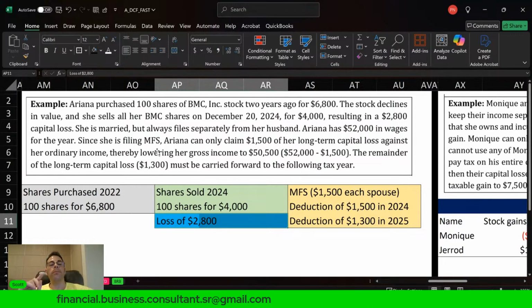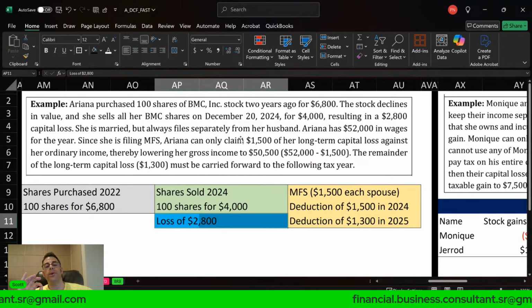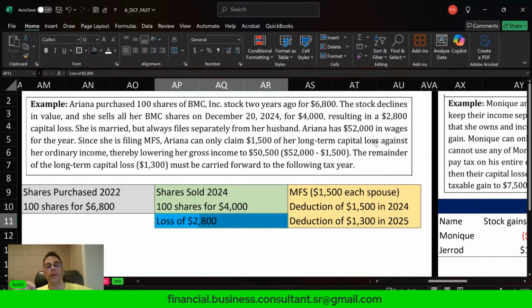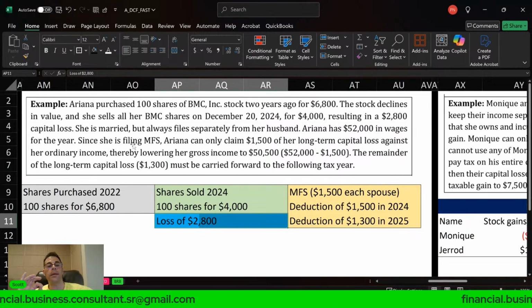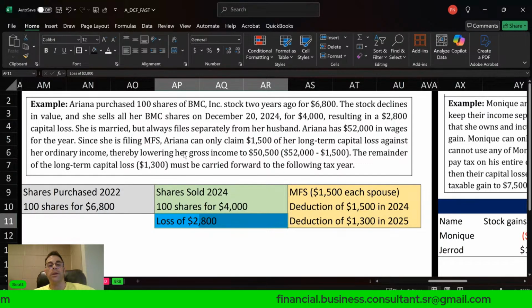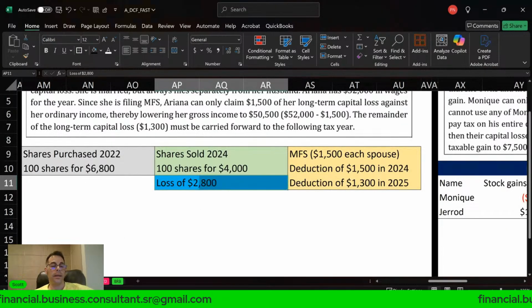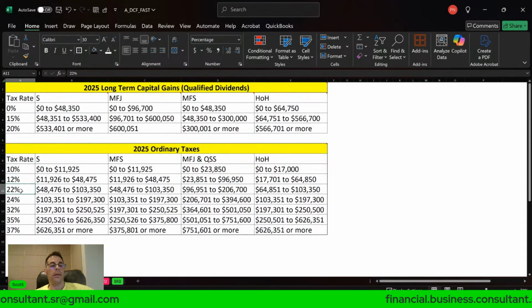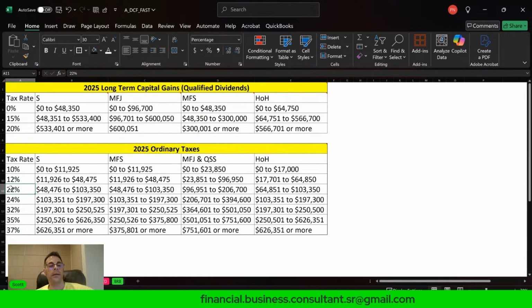But she's married filing separately, so she can only claim $1,500 of her long-term capital loss against her ordinary income. You would want to claim as much as you can against ordinary income because that's taxed at the highest rate. Like say you're making $70,000, you're taxed at 22%.